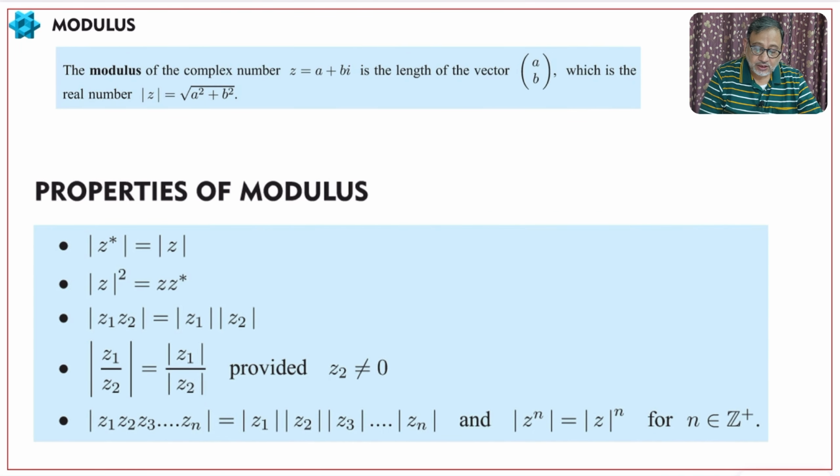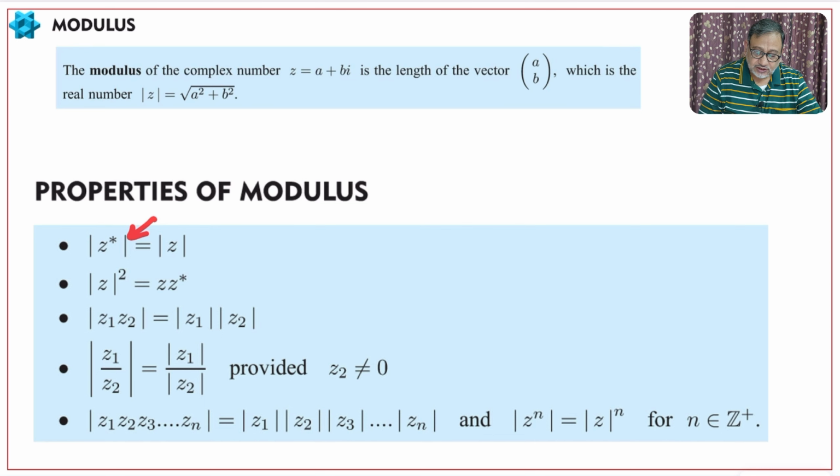This is a simple thing. Modulus of a complex number: if z is equal to a plus bi, then the modulus is the length of the vector (a, b). You can draw a complex number on the complex plane like vectors, like a column vector (a, b). This vector has a magnitude, and the modulus of the complex number is the square root of a squared plus b squared. As we find the magnitude of a vector, we find the modulus of a complex number.